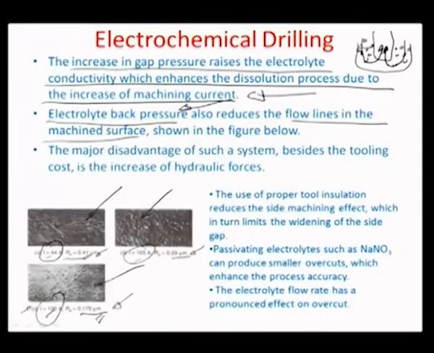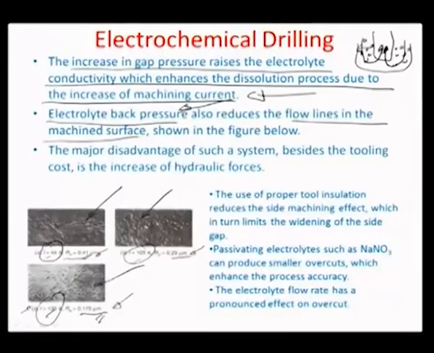Of course, you need to properly insulate the sides of the drill. Electrochemical drilling has the same parameters as any other ECM process. If side insulation is not happening, then a huge amount of CD is created because of additional electrochemical transport between the side and the tool face itself. Therefore, we can say that use of proper tool insulation would reduce the side machining effect, and this in turn would limit the widening of the side gap. So you can have more accurate processes if insulation is proper.